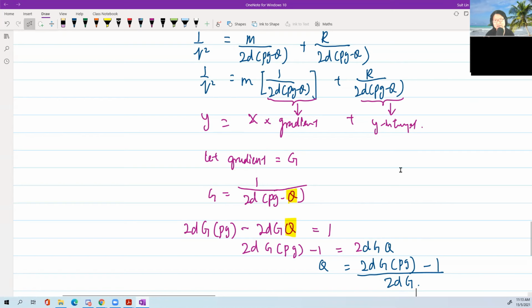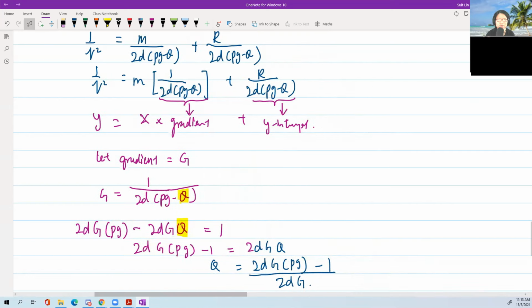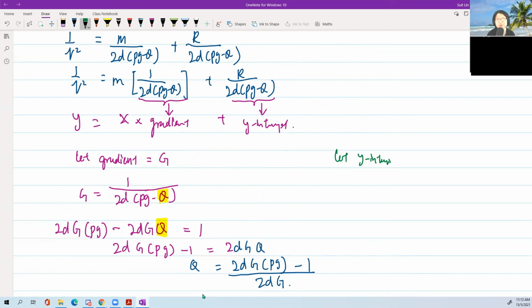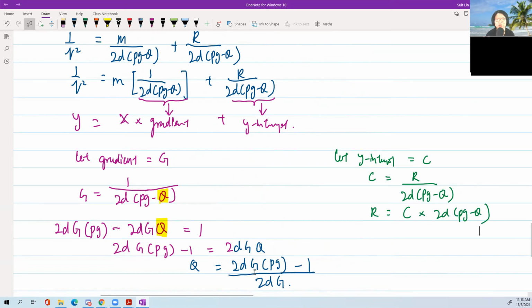We're going to repeat the same thing again for y-intercept. Because once we find q, it's such a pain, we can now find the y-intercept. I'm going to let the y-intercept be equal to c. So c will be equal to r over 2d(pg minus q). The good thing here is we already have q, so we just need to find r. So r is equal to c, y-intercept, times 2d(pg minus q). Okay, the end. q is found from this equation, where g is the gradient.